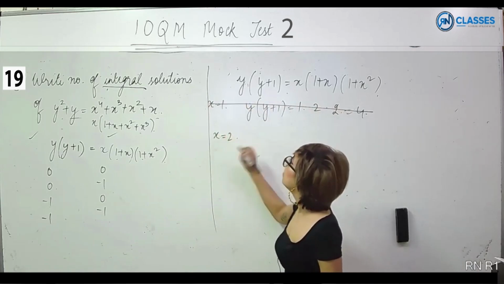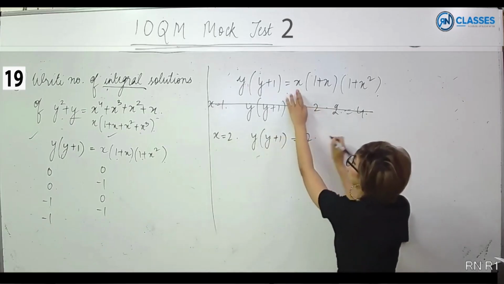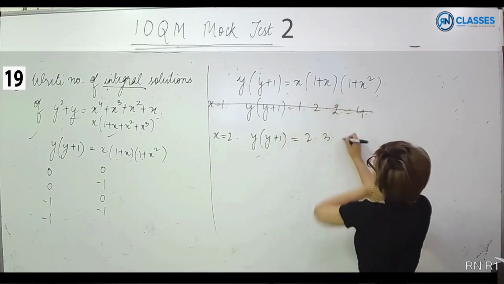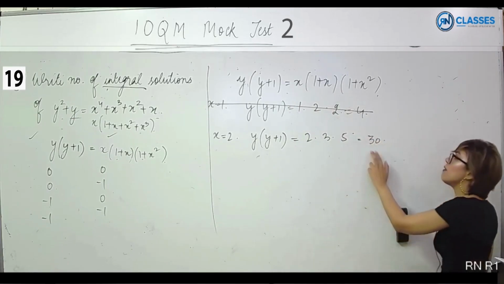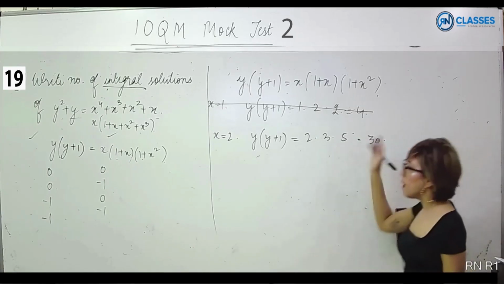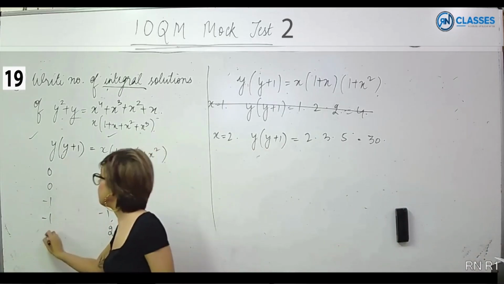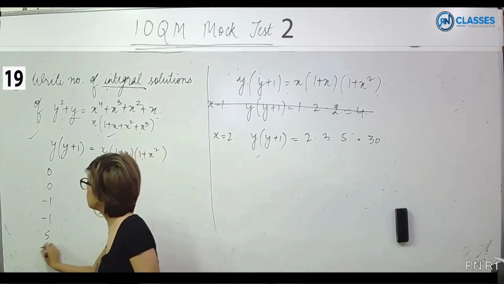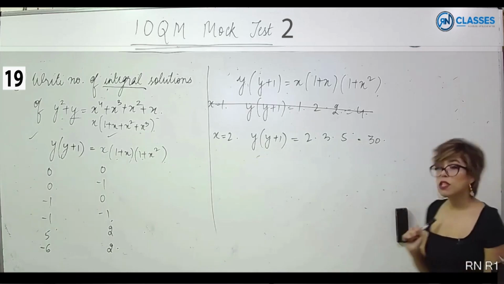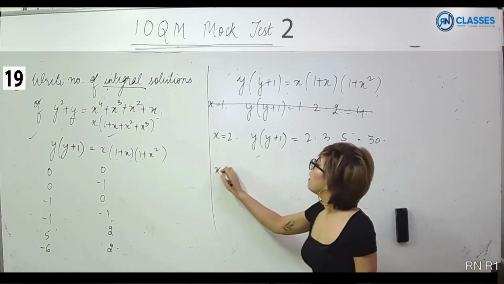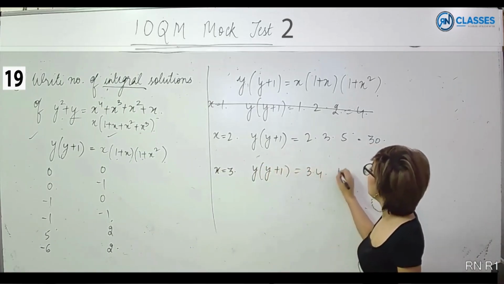Then I can put x equal to 2. If I put x equal to 2, y into y plus 1 is 2 into 3 into 5. Now this is a nice thing. Why? Because this is 30. 30 I can write as 5 into 6. Right? So if I do that, I get x as 2. Along with that, I get y as 5, or the second case is y as minus 6. Yes. Again, the obvious one I'm getting. Now, next, let's move ahead. x equal to 3. y into y plus 1. This becomes 3 into 4 into 10.